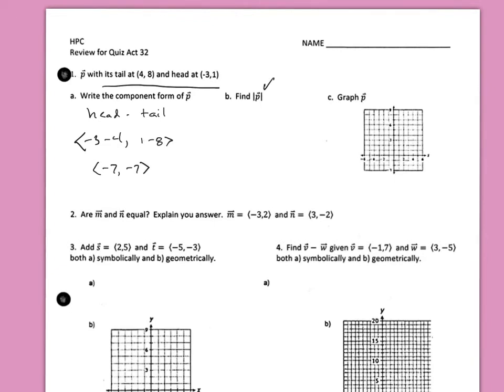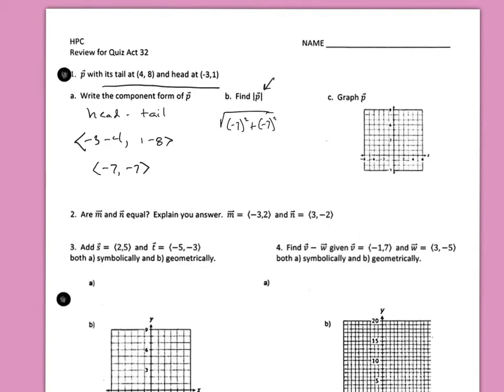This is the symbol for magnitude with the absolute value bars. It's also the symbol for absolute value when we get to complex numbers. Same thing. Distance, hypotenuse, Pythagorean theorem. So that's what we're looking for. So we're going to use the components, of course. So we have the square root of a squared plus b squared.